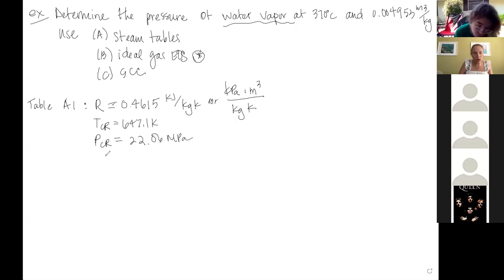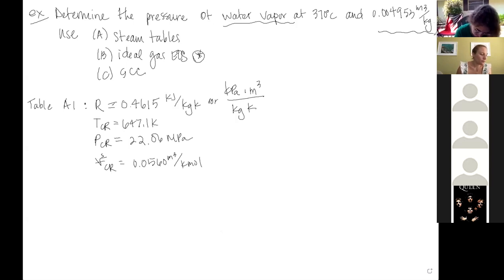We could also look up our critical specific volume, which is 0.0560 cubic meter per kilomole. But we haven't really done anything with that yet, but just know that you can get it from that table as well. And since we are given some specific volume information here, you never know. We're not going to use it right now, but just know that you can get it from there.